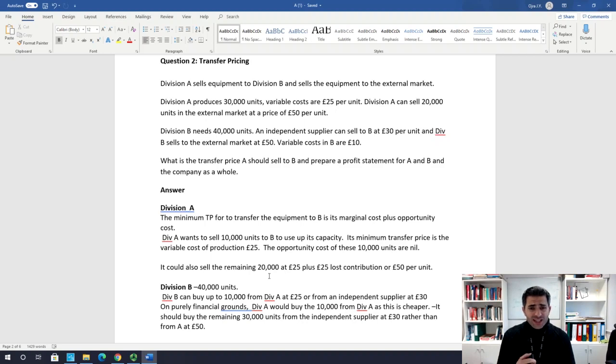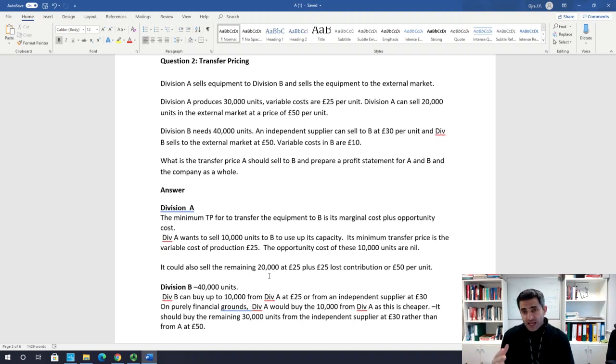So what is the transfer price A should really charge B? What do you think? Now think about it. If we talk about A, they have 30,000 units right now. True? True.